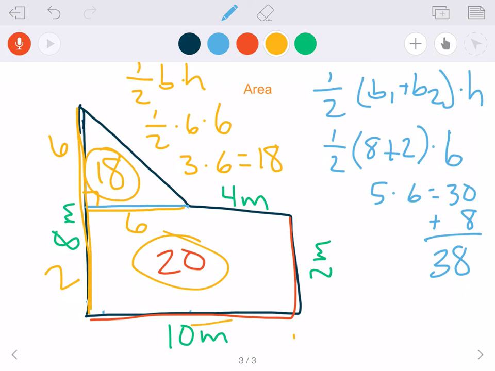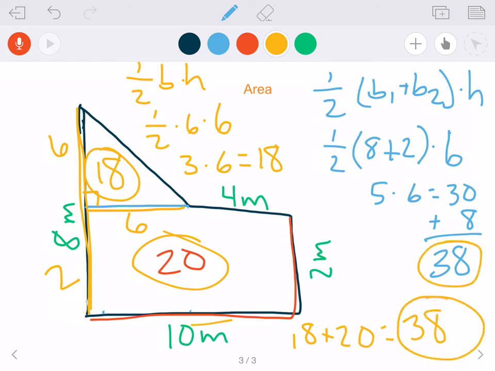If I take 18 plus 20, I will also get 38. So as you can see, the areas are the same no matter which way I do it. The only other thing we need to make sure we do is label our answer. We started with meters, and for area you always have to write squared to represent that it's area.